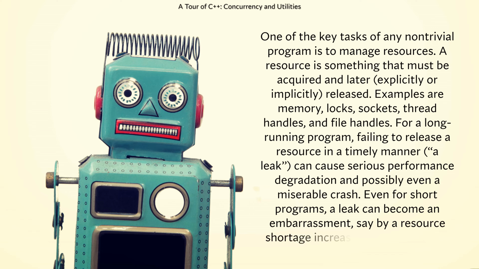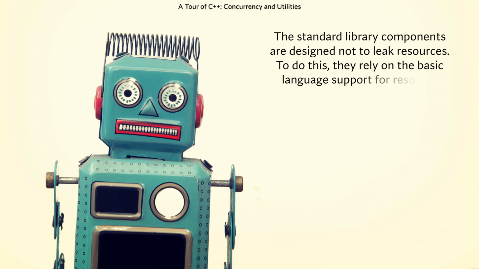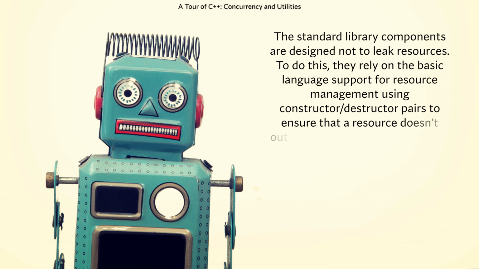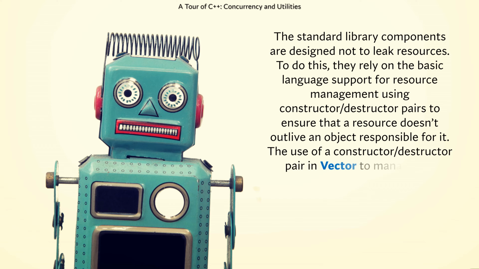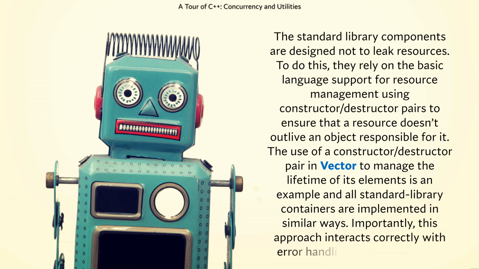Even for short programs, a leak can become an embarrassment, say by a resource shortage increasing the runtime by orders of magnitude. The standard library components are designed not to leak resources. To do this, they rely on the basic language support for resource management using constructor/destructor pairs to ensure that a resource doesn't outlive an object responsible for it. The use of a constructor/destructor pair in Vector to manage the lifetime of its elements is an example, and all standard library containers are implemented in similar ways. Importantly, this approach interacts correctly with error handling using exceptions.